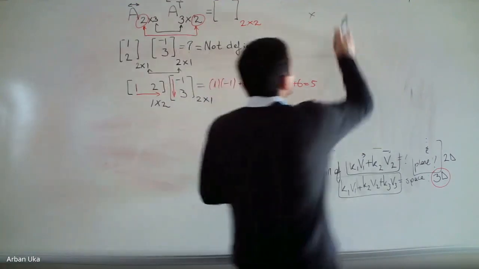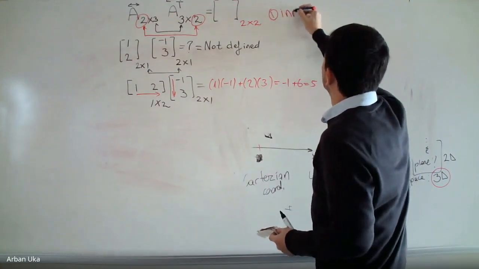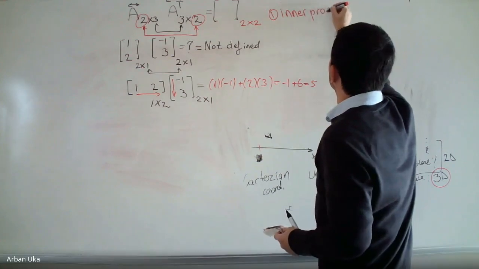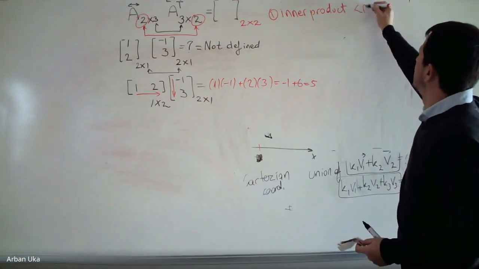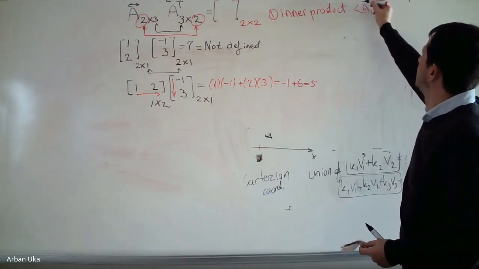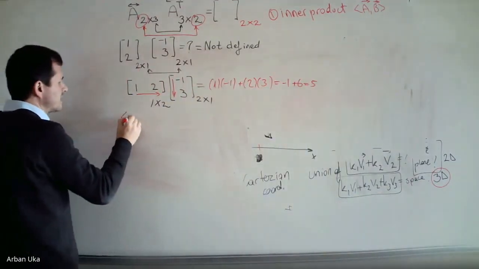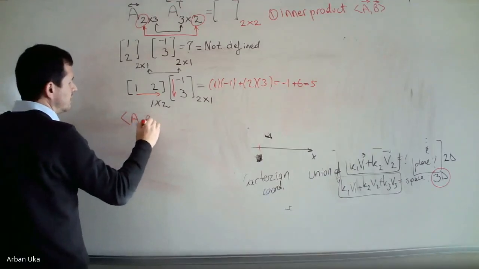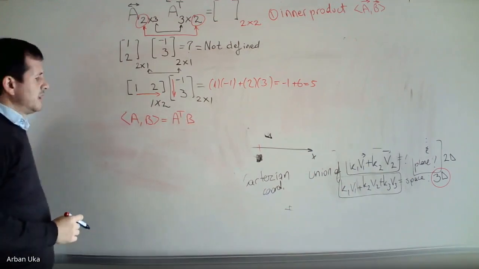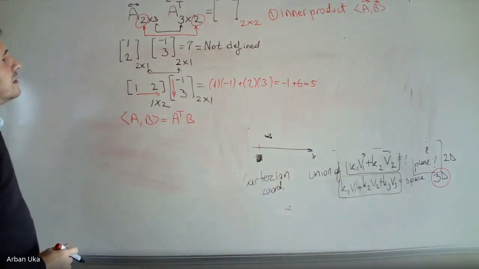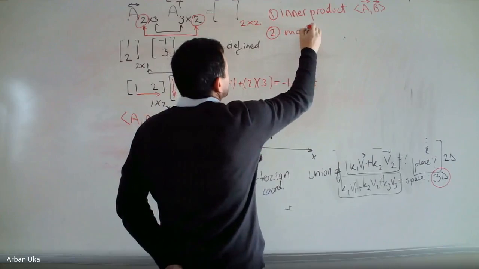So let me use this part of the board. This is the definition of the inner product, the first thing we're going to learn today. This is the inner product between two vectors, and this is defined as A times B, if these are vectors. A times B is the inner product. This would be equal to A transpose times B. Now, this is it. Next, we're going to discuss the magnitude of a vector.